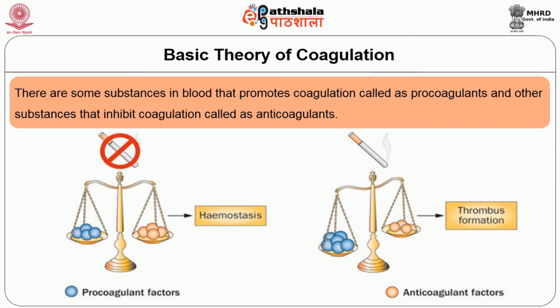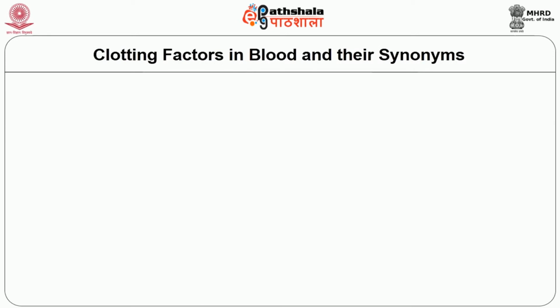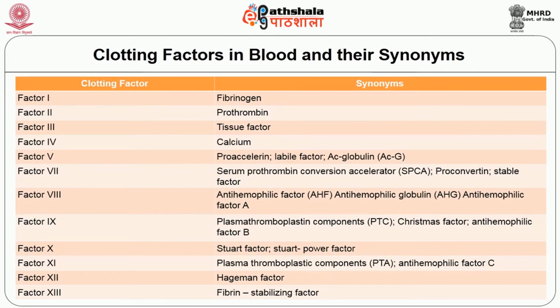Now, what are the clotting factors present in the blood? There are 13 clotting factors present in the blood. We do not have factor number 6, so all the other remaining factors are labeled from factor 1 to 13. I will now just name the factors. Factor 1 is fibrinogen, factor 2 is called prothrombin, factor 3 is called tissue factor, factor 4 is calcium, factor 5 is called proaccelerant or labile factor.